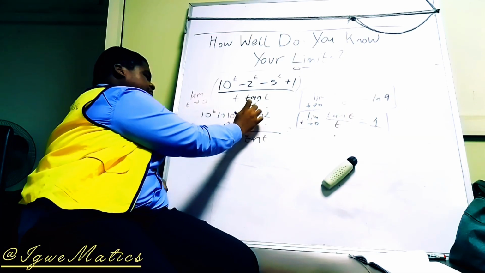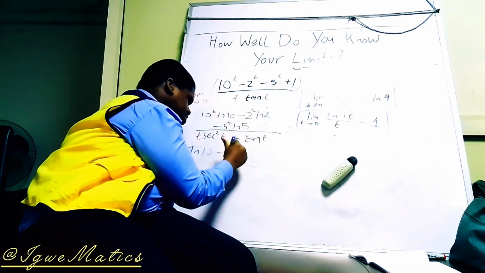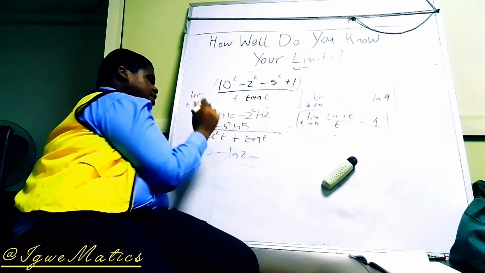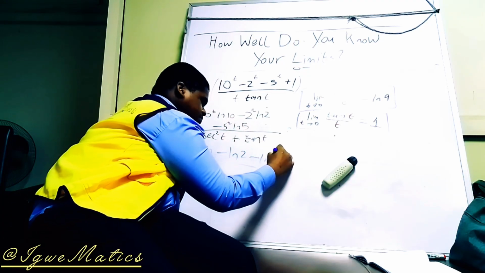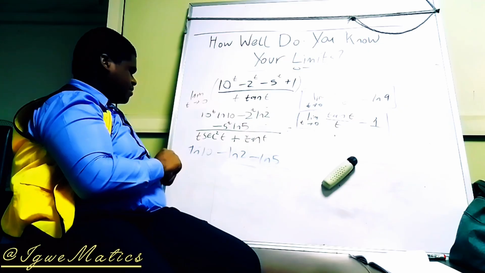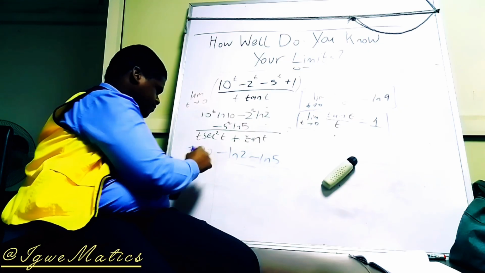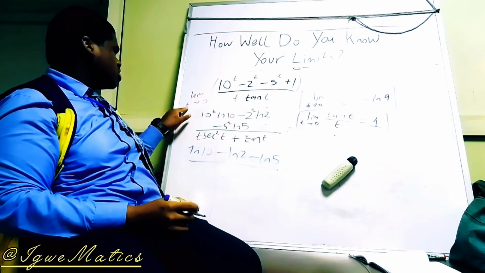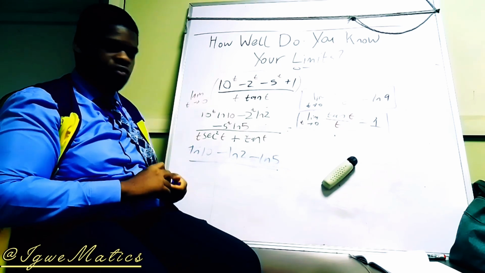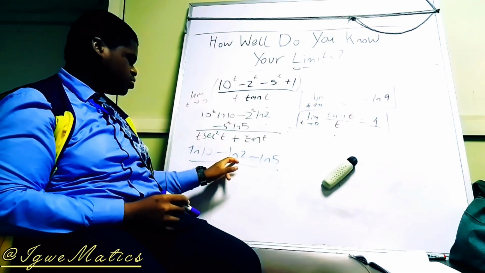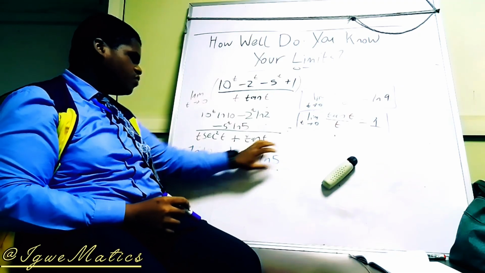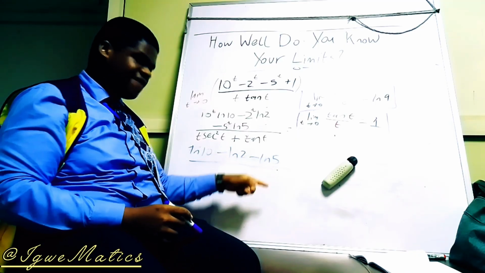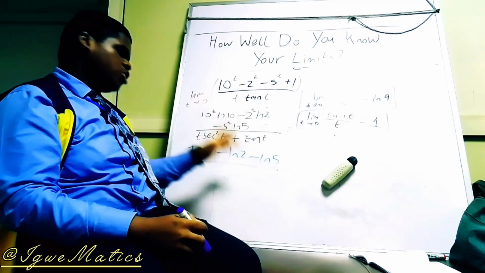Minus 2 to the power of 0 here will be 1 times ln 2, which is ln 2. Minus 5 to the power of 0 here is 1 times ln 5, which is just ln 5. Good and fine. All divided by, if you plug in t equals 0 here, this is also going to be an intermediate form, because this is ln 10 minus ln 2 minus ln 5. This here will give you 0, because minus ln 5 minus ln 2 minus ln 5 will give you minus ln 10. So you have ln 10 here minus ln 10, that will give you 0.